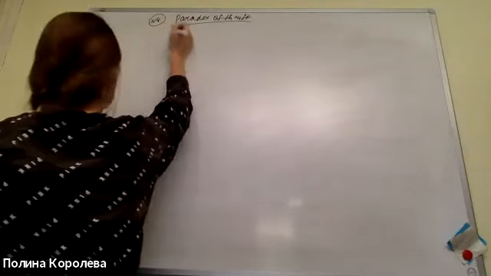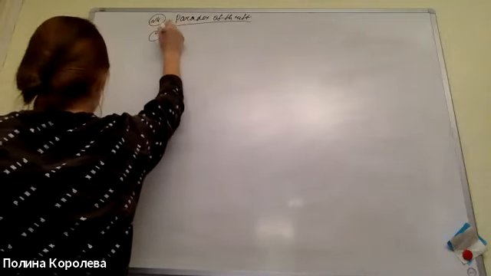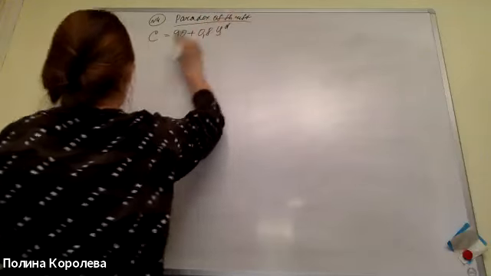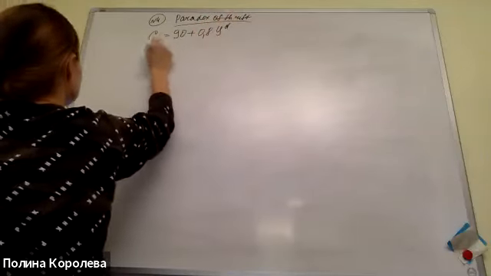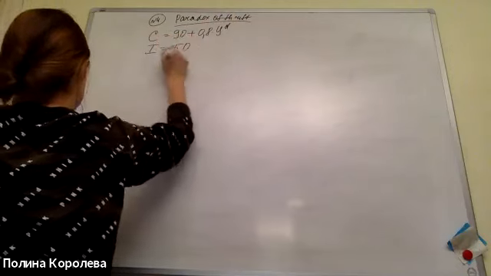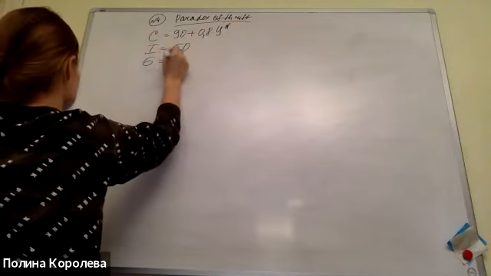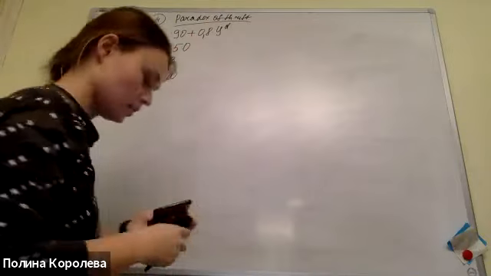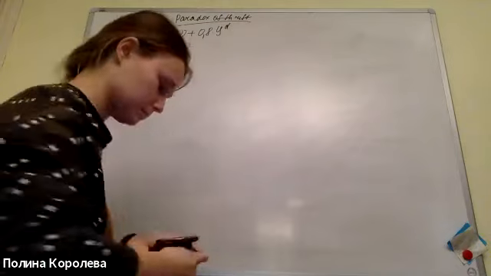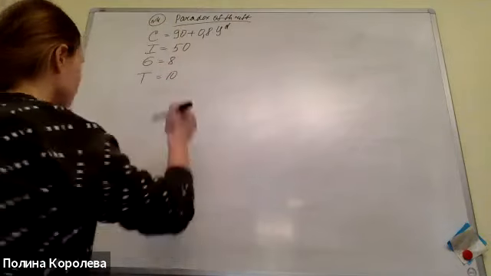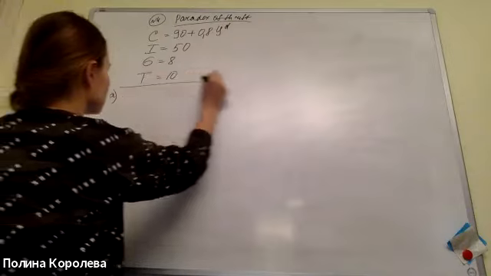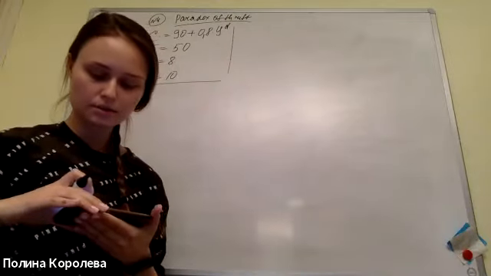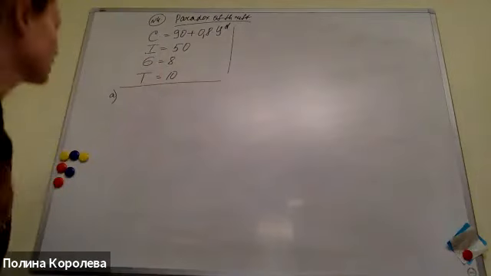We have consumption here 90 plus 0.8 multiplied by disposable income. Then investment 50, government spending is 8, taxes 10. Point A. Point A, we should derive the national saving function for this economy.